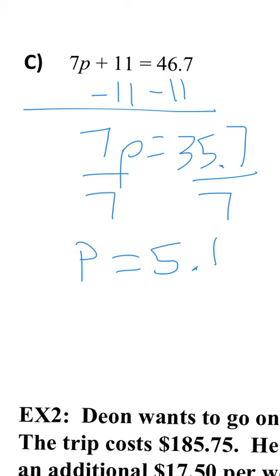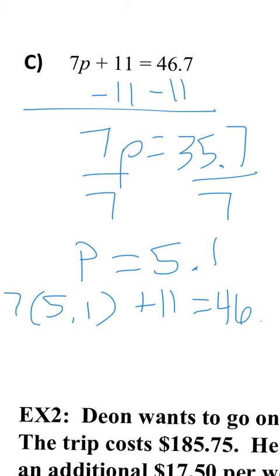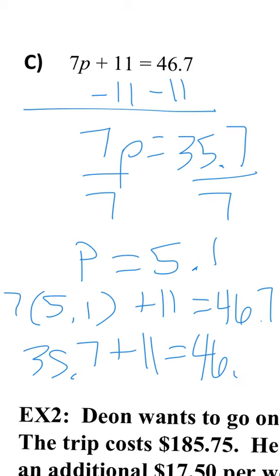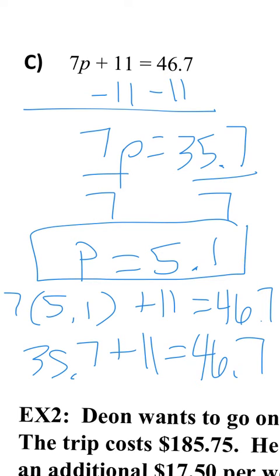So now we want to double check to make sure we are correct. So we take 7 times 5.1 plus 11 equals 46.7. So 7 times 5.1 is 35.7, we add 11 to it, and yes, our solution checks out. It really is 46.7 on each side, so our answer p equals 5.1 is a correct solution.